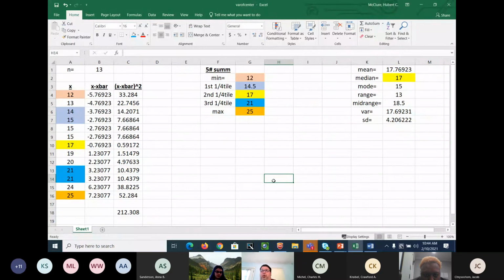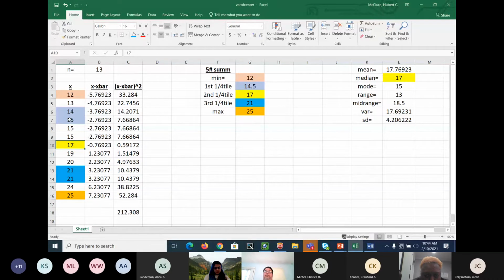So let me go over it one more time. The min is the min. The max is the max. The second quartile is the median. And you put your finger on the median right there and count how many numbers are above it. 1, 2, 3, 4, 5, 6. 6 is even. To find the median of 6 numbers, you find the 2 middle numbers and you average them together.